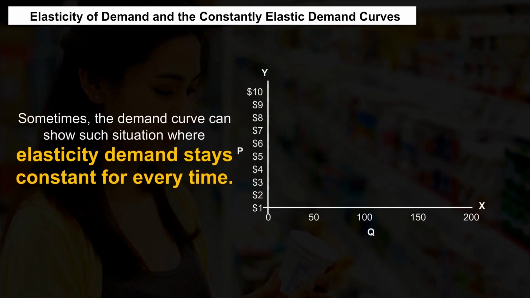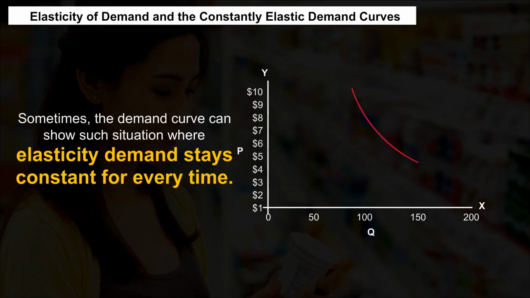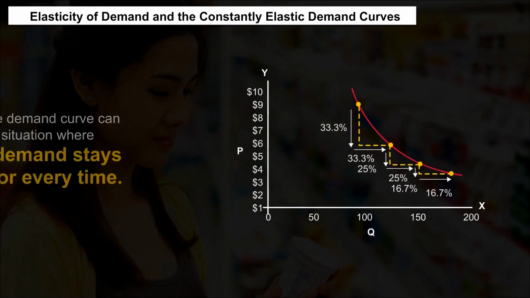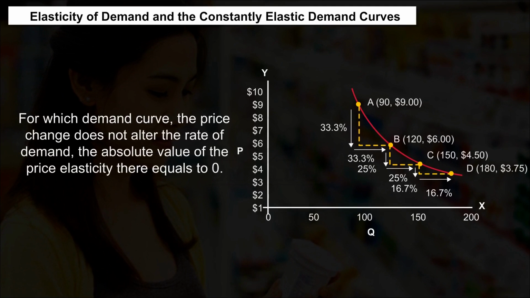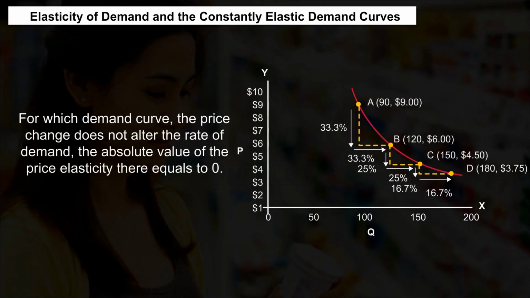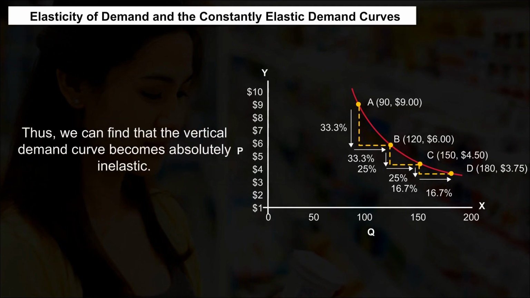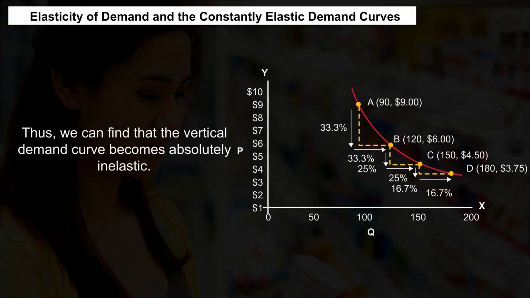Sometimes the demand curve can show a situation where elasticity of demand stays constant every time, for which the price change does not alter the quantity demanded. The absolute value of the price elasticity there equals zero. Thus we can find that the vertical demand curve becomes absolutely inelastic.